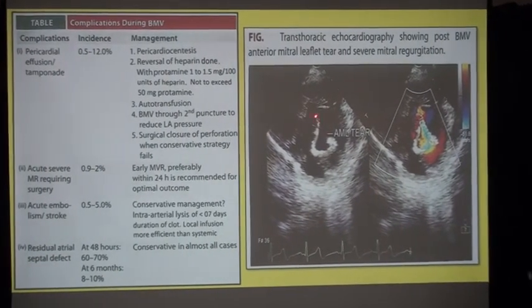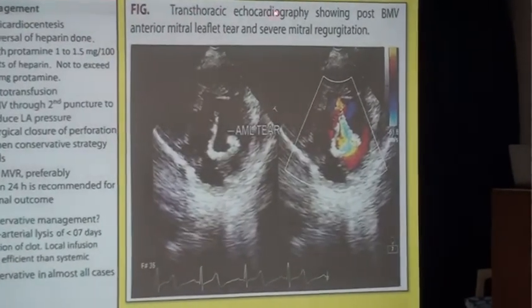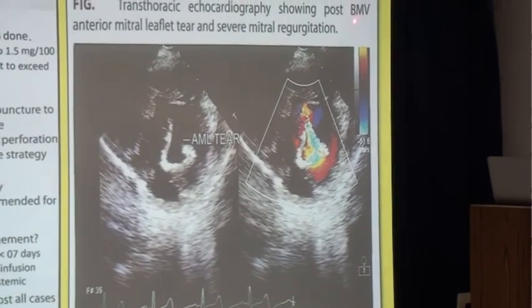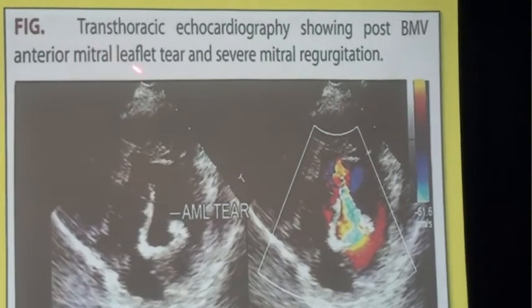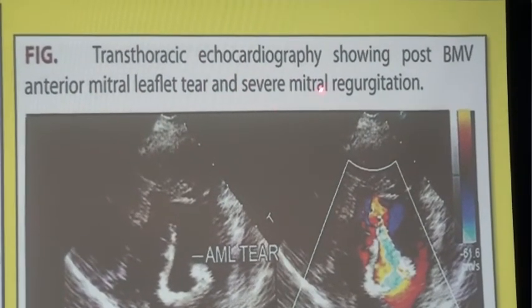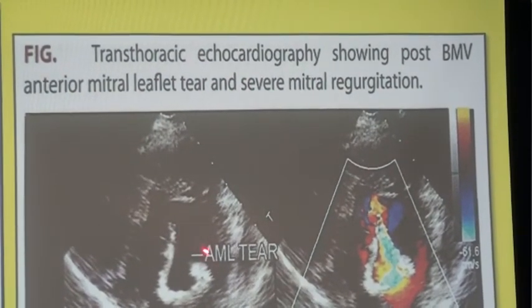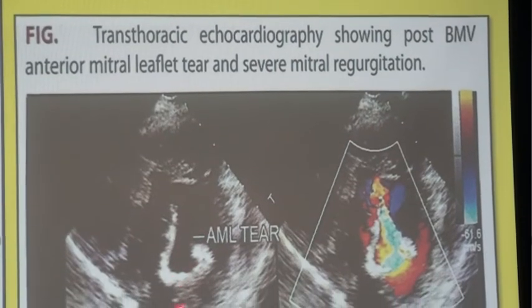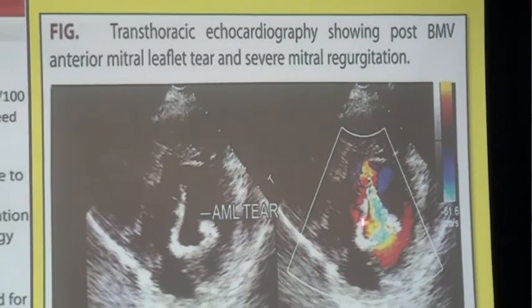Here is the figure, transthoracic echocardiographic, showing post balloon mitral valvuloplasty anterior mitral leaflet tear and severe mitral regurgitation. The anterior mitral leaflet has been torn and this is the severe mitral regurgitation.